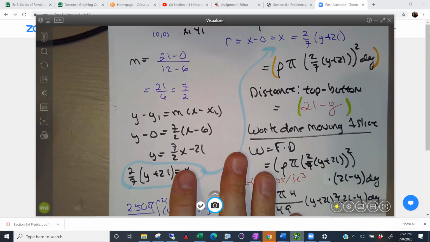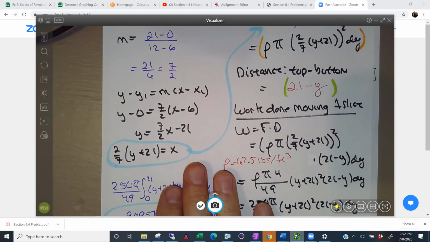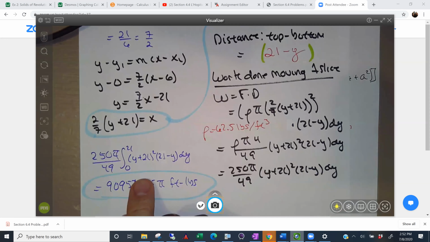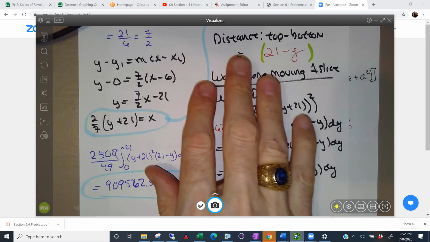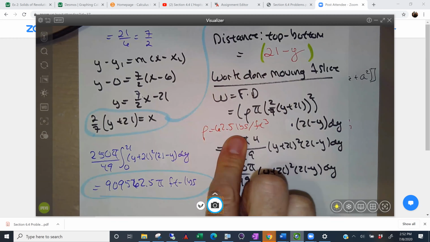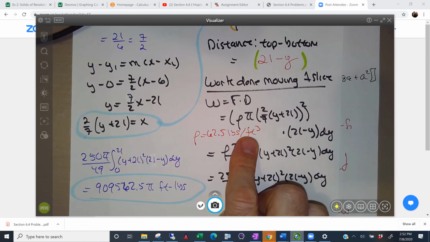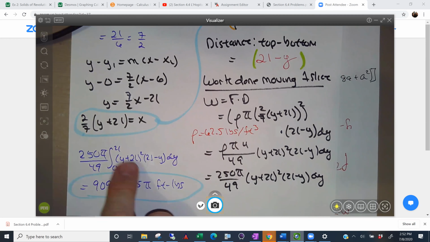Somebody asked about the units earlier. You can keep track of the units. And let me run through that unless there's some more questions here. Okay. Let's see. So the units of rho are 62.5 pounds per foot cubed. So you get a feet cubed in the denominator of this term. Well, let's take a look at what happens with these other terms.